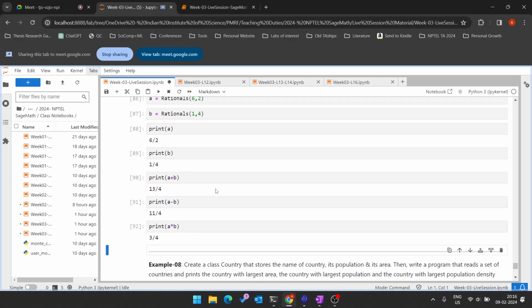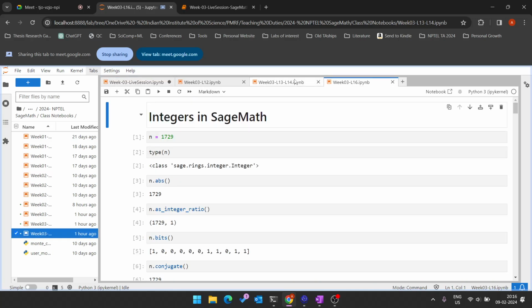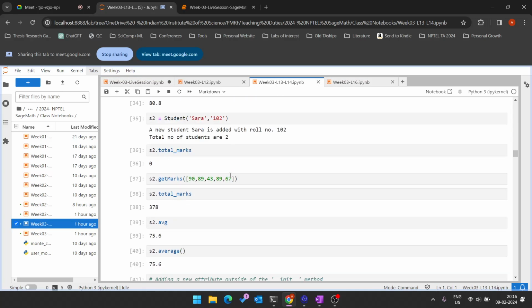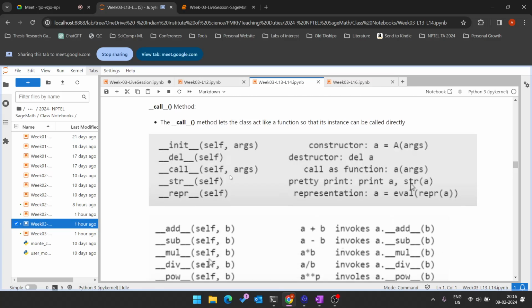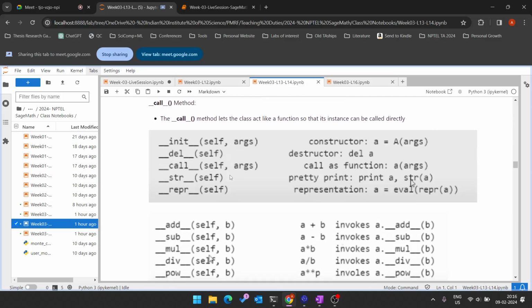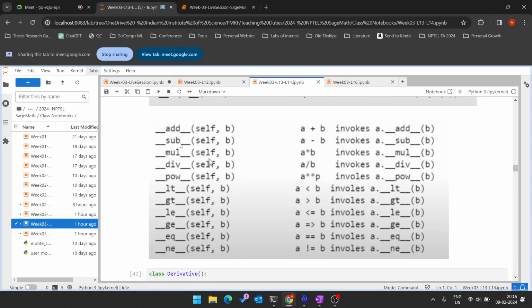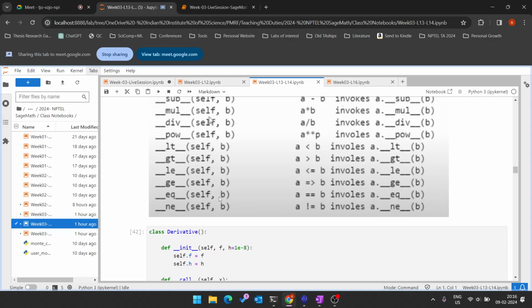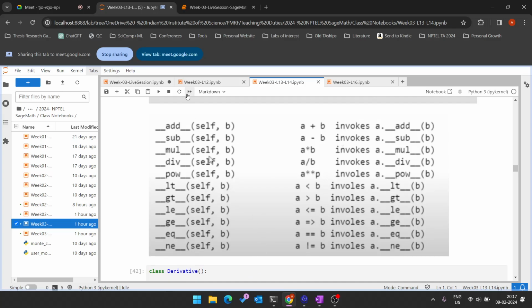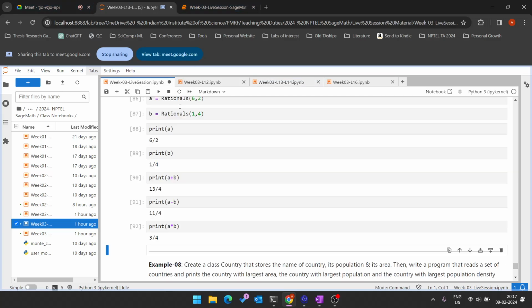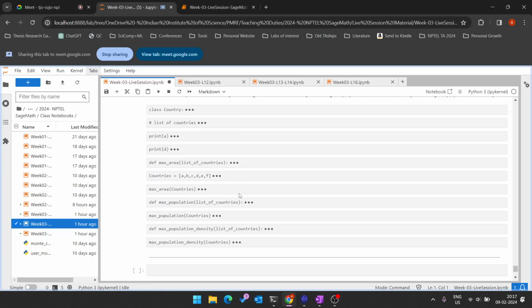So there are a lot more methods you can see. These special methods, you have your init, you have your call, string, representation, then you have addition, subtraction, multiplication, division, your powers, less than, greater than, less or equal to, greater than or equal to, equality, non-equality, and so on and so forth. So you could use any of these and add them to our rationals class here. Okay.